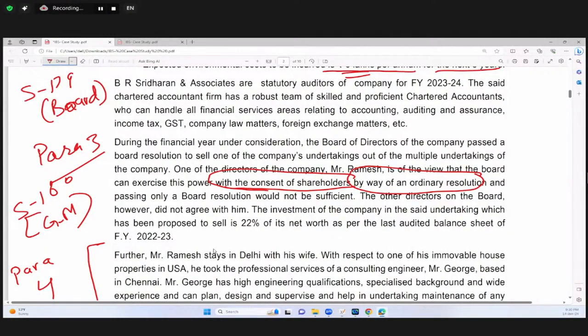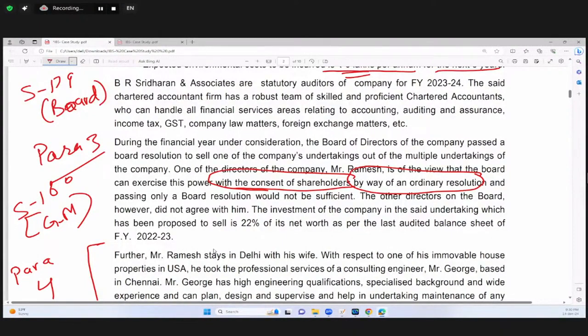Now moving to the main section that is pertaining to that MCQ, which is section 180. अब मैंने आपको बताया, I have explained to you that there are certain powers which only board of directors can exercise, but there are certain powers for which the board of directors have to pass an ordinary resolution or a special resolution.